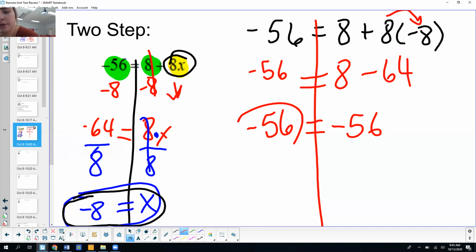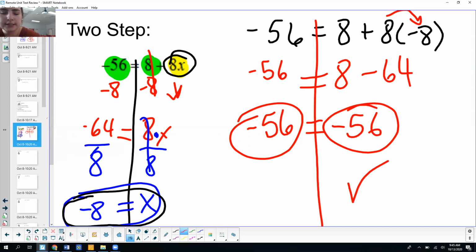So if these two numbers equal each other, our answer checks out. That means that that is our one solution for that problem. So that is how you check your work.